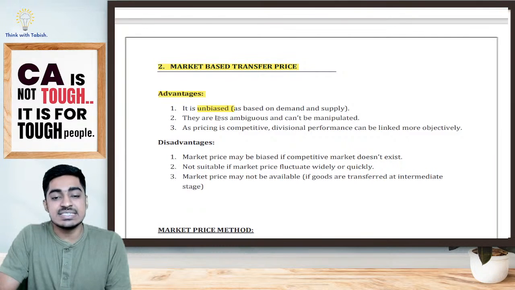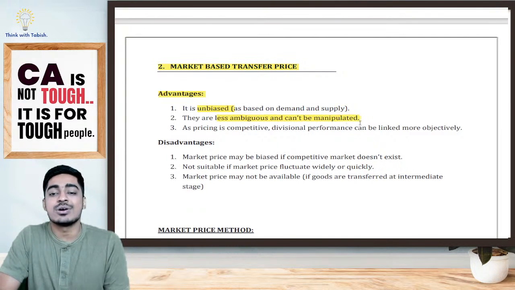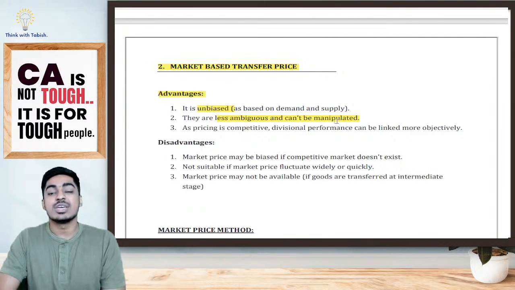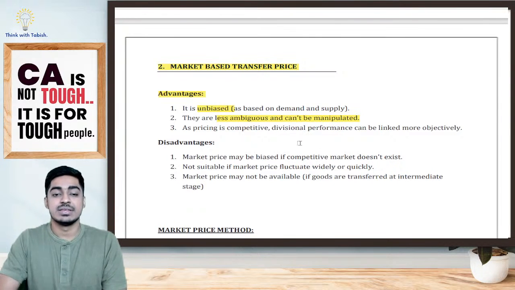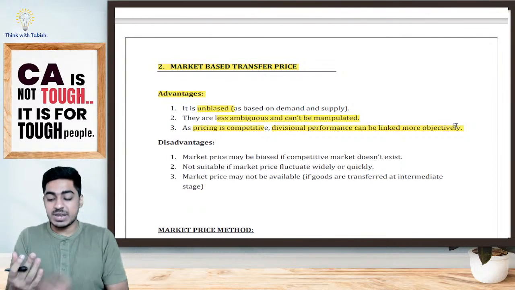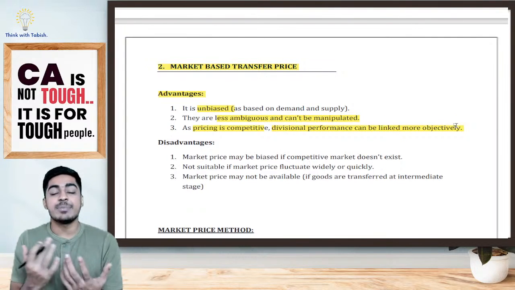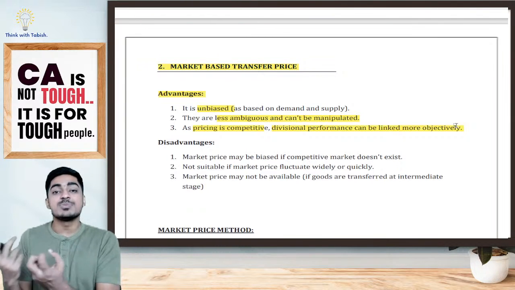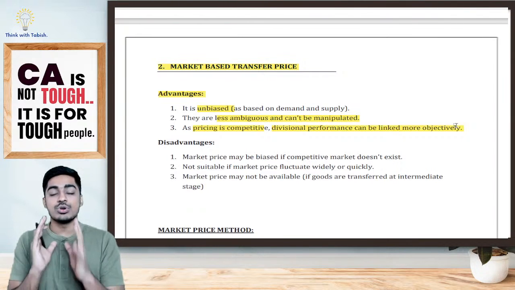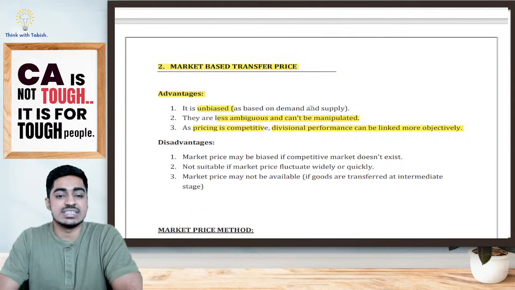They are less ambiguous and cannot be manipulated. Cost I can manipulate the way I want, but market price I cannot manipulate. And thirdly, as pricing is competitive, divisional performance can be linked more objectively. Because it is based on what is happening in the market, every division's performance will be more realistic. Okay, this is the advantage.